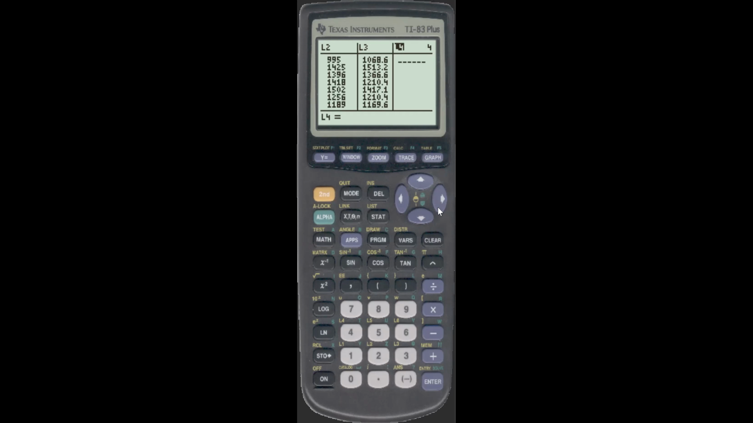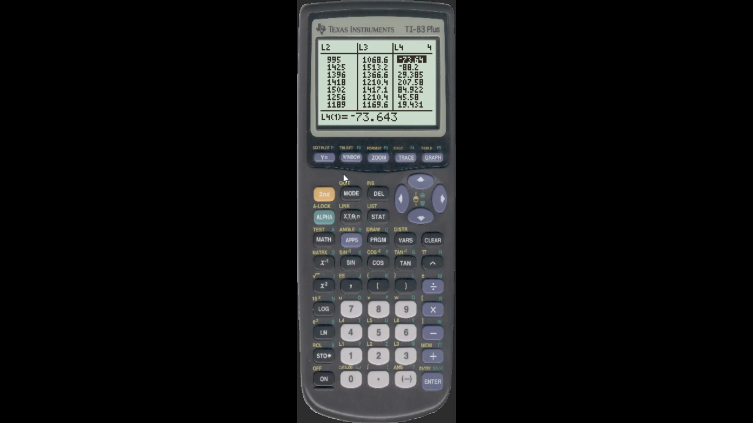L4, we want to do the residual. So the residual is Y, which is in list 2. So we want to grab list 2, and we want to subtract what's in list 3. L2 minus L3. So I got negative. Okay. You hit enter and it populates that list. And these are the residuals. Those are the residuals. And then I can graph.